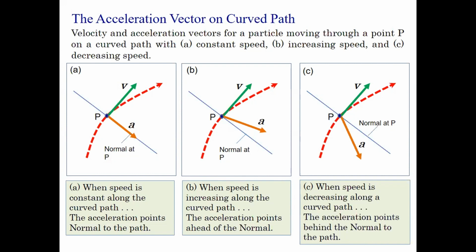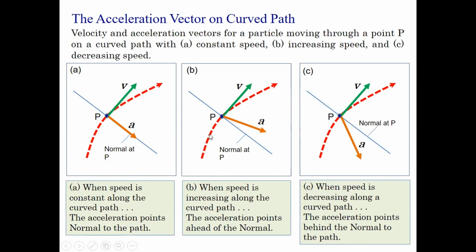The first graph shows, in red, the path traced by the particle. Its velocity vector at position P is shown with a green line. Normal to this is the acceleration A. When the speed is constant along the curved path, the acceleration points normal to the path. It is always perpendicular to the path. And look at the second figure.